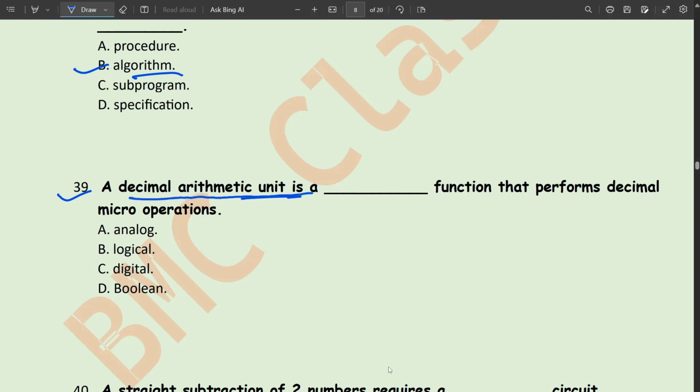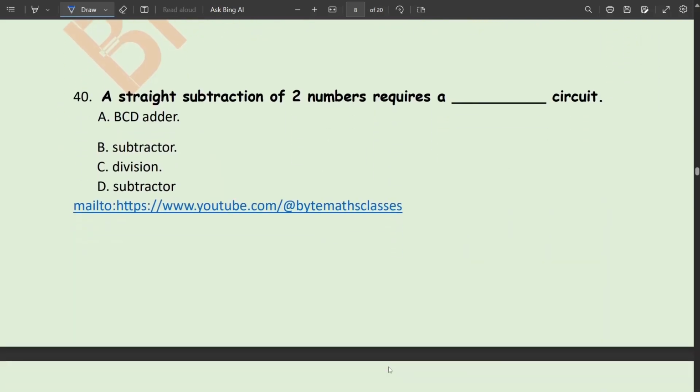Next, a decimal arithmetic unit. A decimal arithmetic unit is a blank function that performs decimal micro operations. So here the correct answer is digital. A decimal arithmetic unit is a digital function that performs decimal micro operations. Next, subtraction of two numbers requires a what? Subtractor.